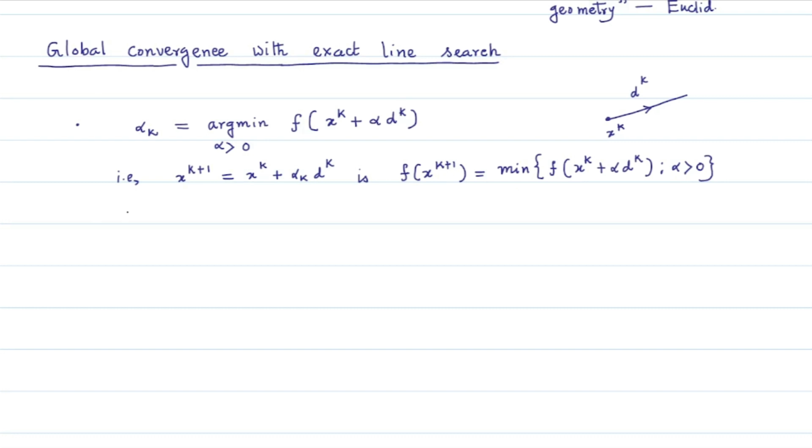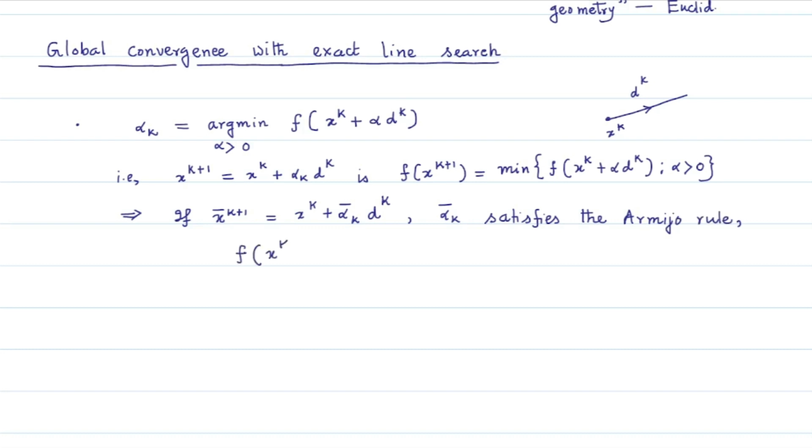So from here we notice that if xk plus 1 bar is a point given by xk plus alpha k bar dk, where alpha k bar is a step length that satisfies the Armijo rule, then the function value at xk plus 1 given by the exact line search is certainly less than or equal to the function value at the point xk plus 1 bar, where xk plus 1 bar is given by the Armijo rule.